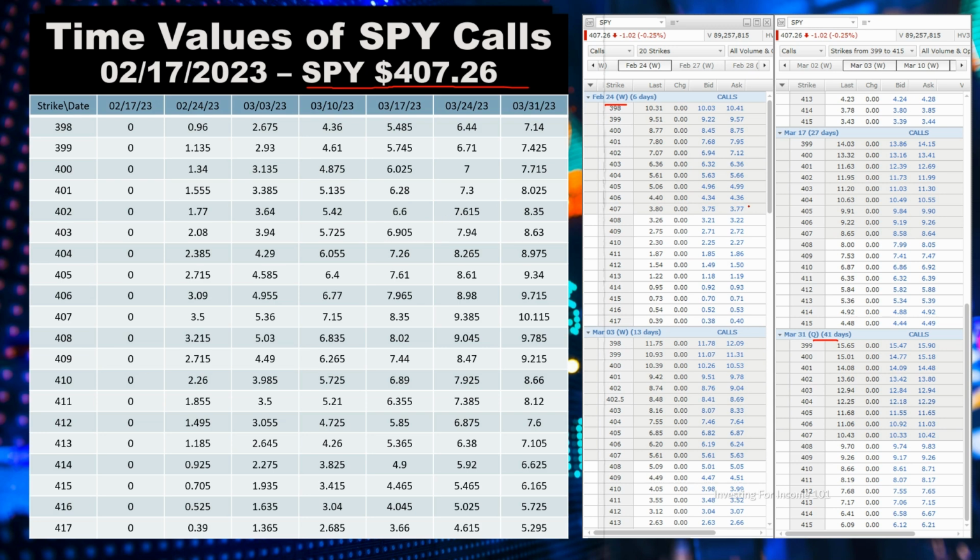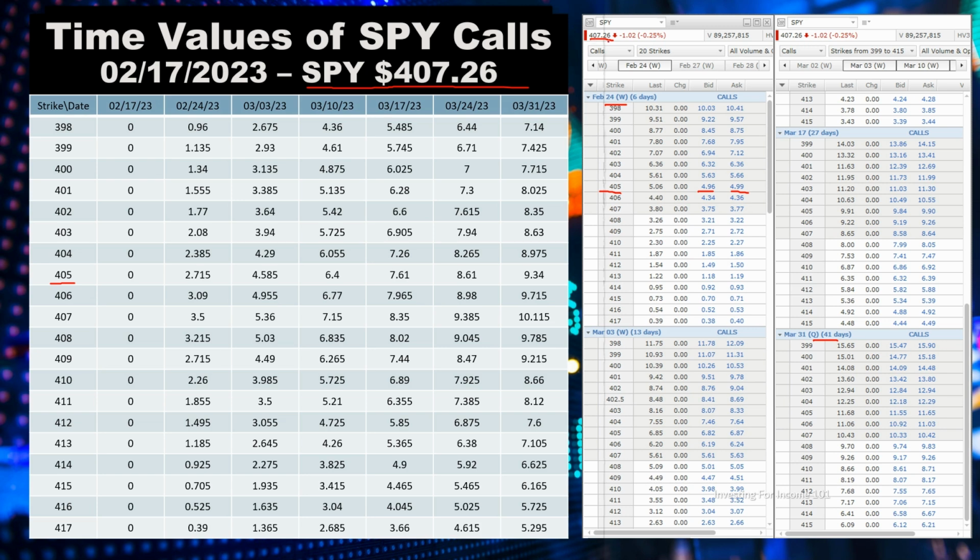How did I get the table? Well, let's pick one option, for example, 405. On February 24th, 405 is here. The bid and ask is between 4.96 and 4.99, the strike price is 405, and the price of SPY is 407.26.